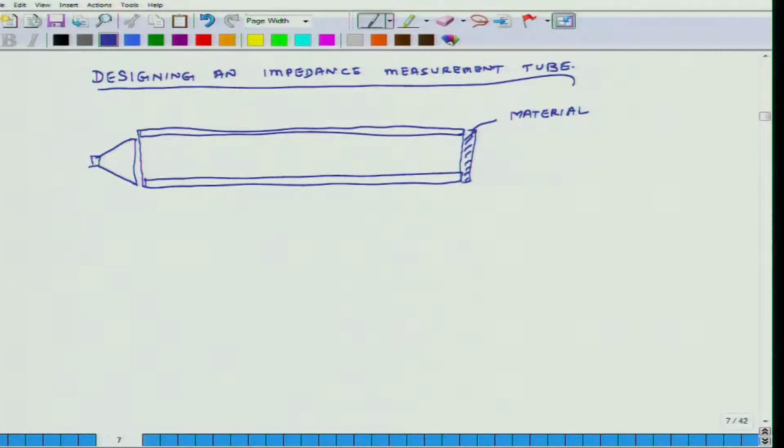What we will look at today is some of the important dimensions of this tube and how we can determine those dimensions. The spacing between microphones is S, this distance is L, the inside diameter is D, and then we also have to figure out the material of the tube.